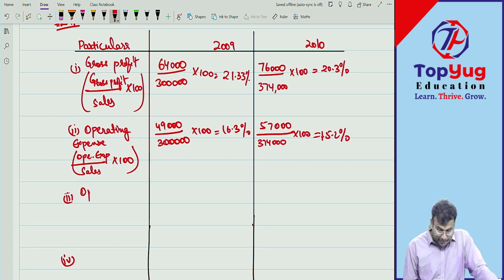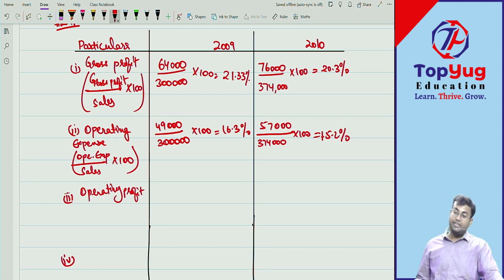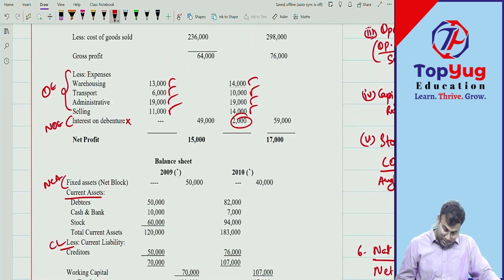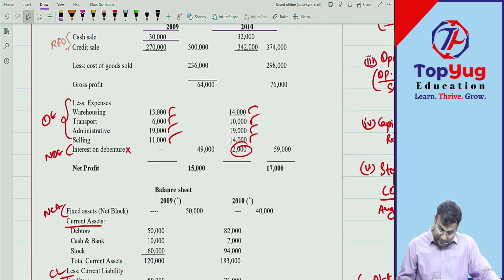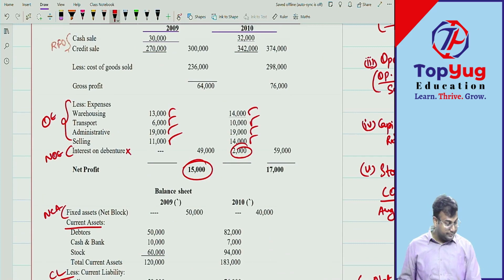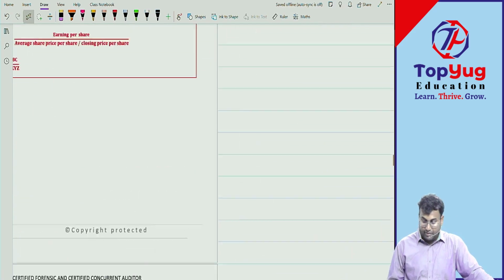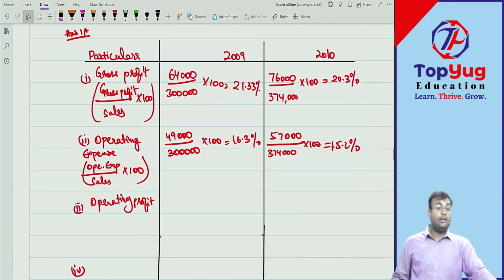Next one, sir, operating profit, that is EBIT. So what should be your operating profit? The net profit which they have given, or you have to add back the interest into it? Yes, look here, sir. How much is my operating profit here? 15,000. Yes, add back interest 0. So what is my operating profit? 15,000. Are we all good? Yes. So why are we adding interest, sir? Because interest is not an operating expense.